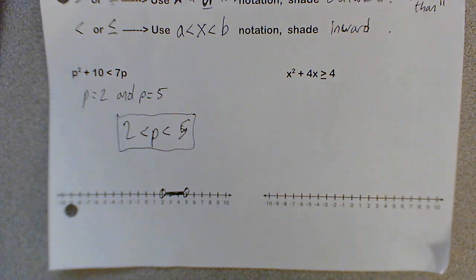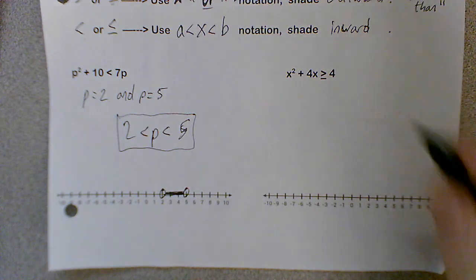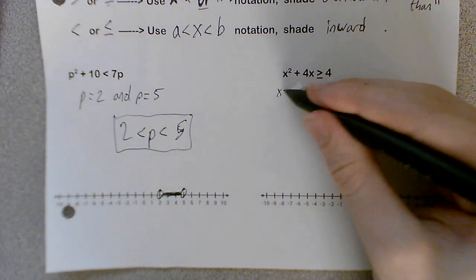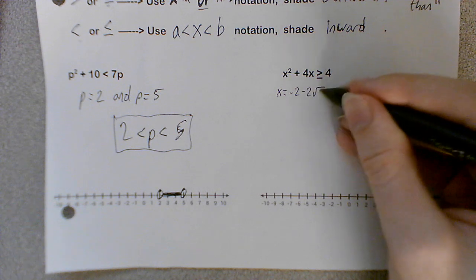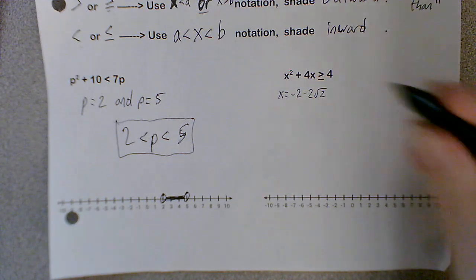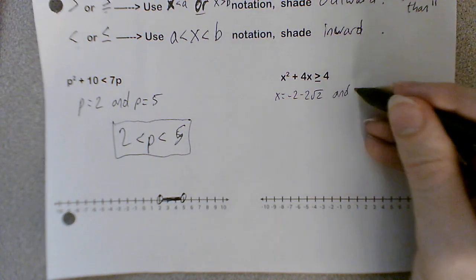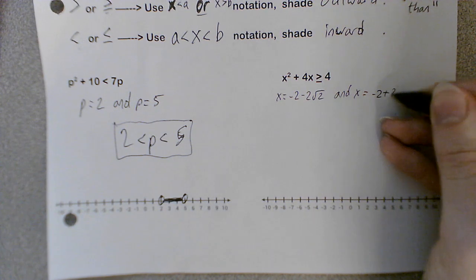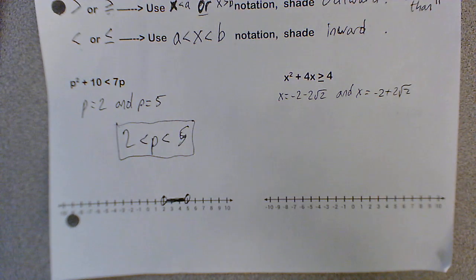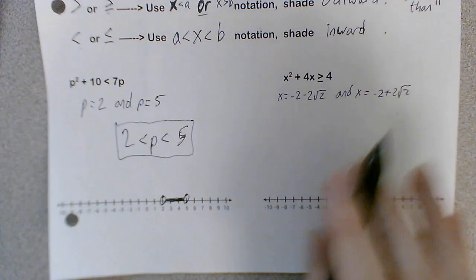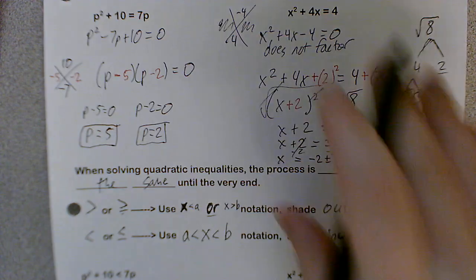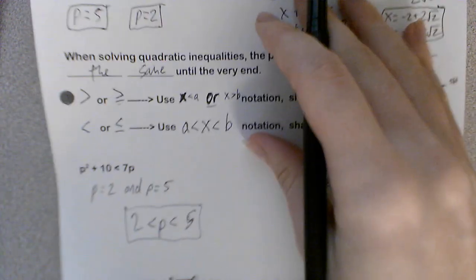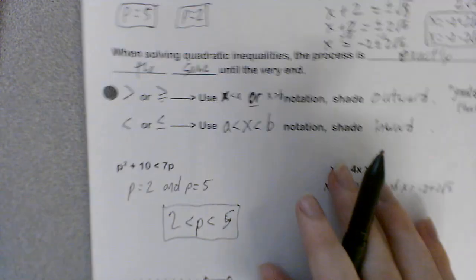All right, now, for this next one, our solutions were x equals negative 2 minus 2 square roots of 2, which is the lower solution, and x equals negative 2 plus 2 square roots of 2. Because this is the same as the second problem on the top, except it has a greater than or equal to.